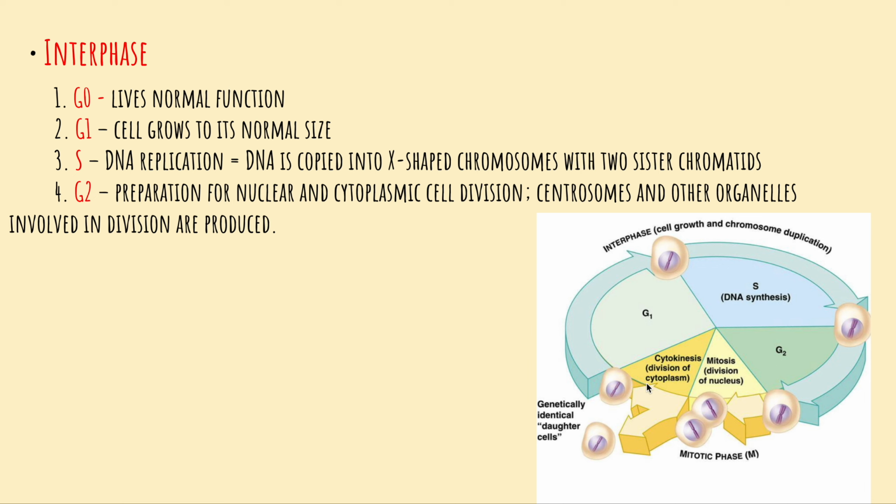Now, S phase, or DNA synthesis, aka DNA replication, is when DNA is copied into X-shaped chromosomes with 2 sister chromatids. These terms might be confusing, but basically, DNA is copied in this stage right here. As you can see in the picture, it starts off with 1 chromosome, which is DNA coiled, and after DNA synthesis, it becomes X-shaped.